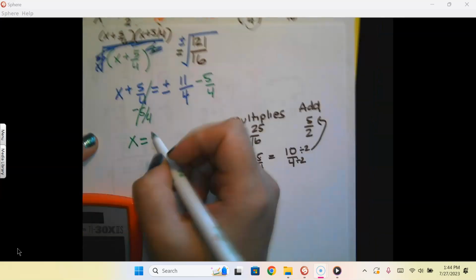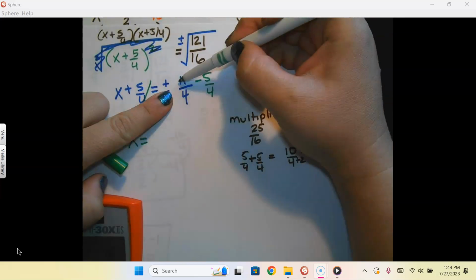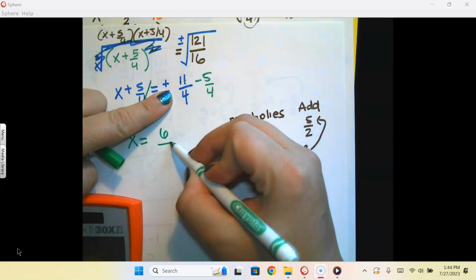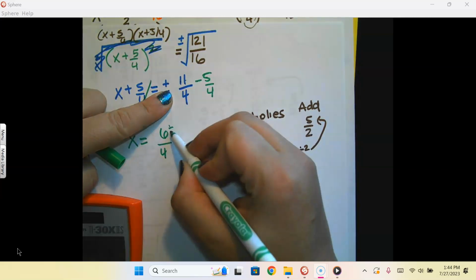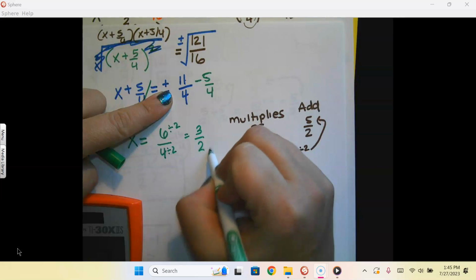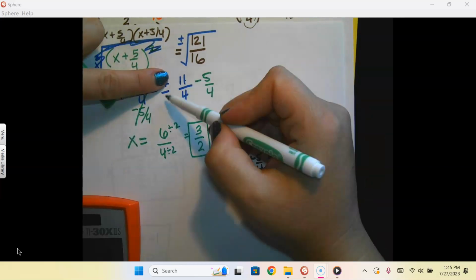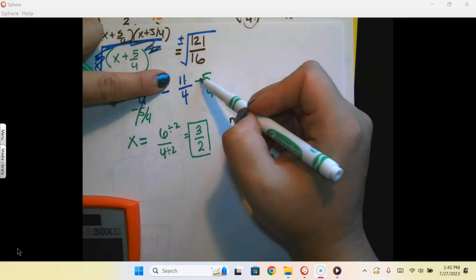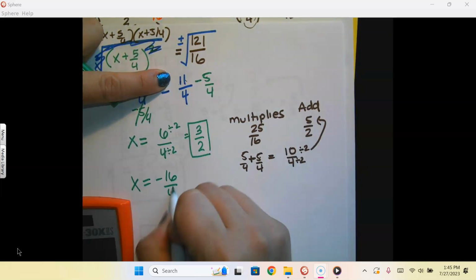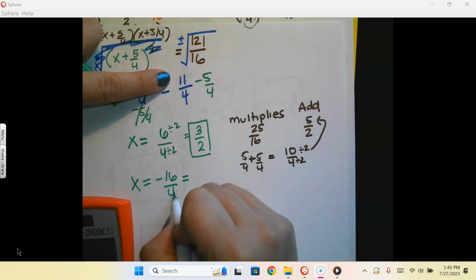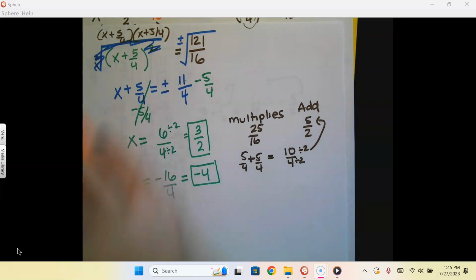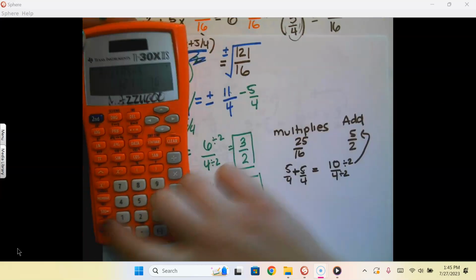And then we get x equals, so we're going to have 11 minus 5, which is 6/4. And then 2 goes into both of these, so we would get 3/2. So that's one answer. And then we would get negative 11 minus 5, that's negative 16/4, which, negative 16 divided by 4, is negative 4. Okay, so that was without a calculator. We want to use a calculator just to show how it works.